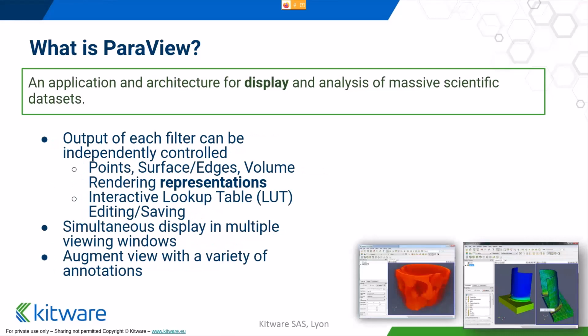Okay, so it's about display. Indeed, in ParaView, there are many different ways to display data, many different kinds of representation: points, surface, surface with edges, volume rendering, interactive lookup table that you can change, so you can change the color and the opacity. You can show multiple things at the same time using the split window, and you can add some annotations.